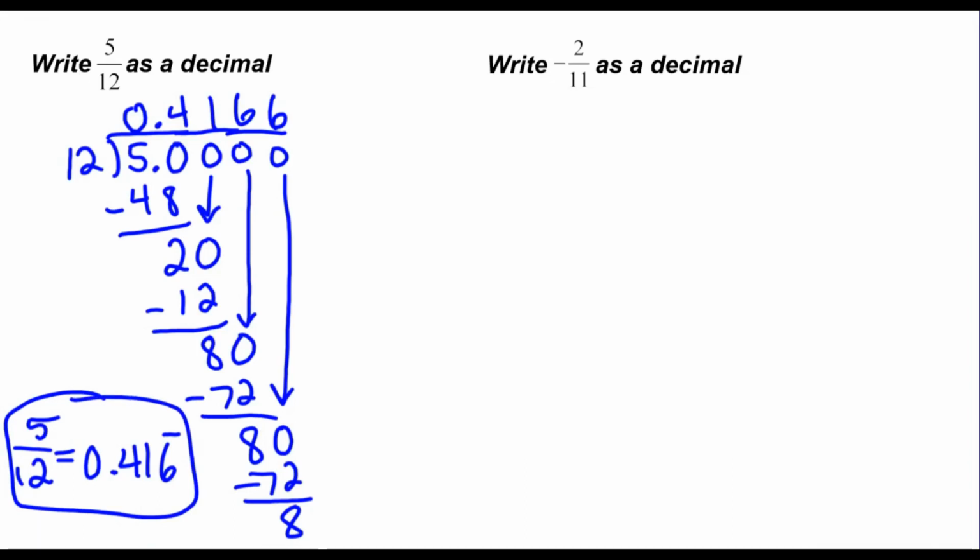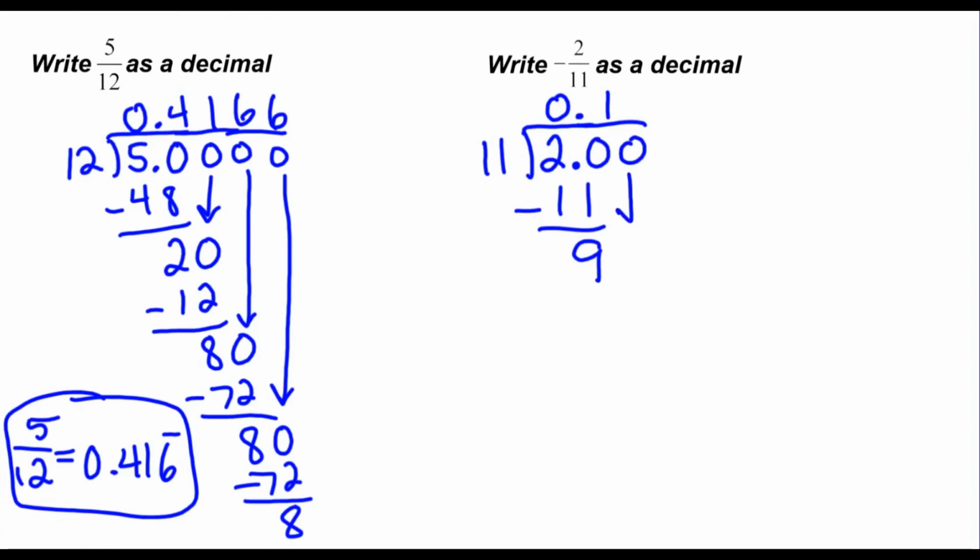And then the next one, write -2/11 as a decimal, and don't let the negative confuse you or make you think this is any more difficult. It's still the same process. I just know that my decimal is going to be negative as well, so I'm just going to ignore the negative for now. I'm going to do 2 divided by 11, and again, 11 does not go into 2. This number is going to be less than 1, so 0 point something. 11 goes into 20 once. 1 times 11 is 11. I've got a remainder of 9.